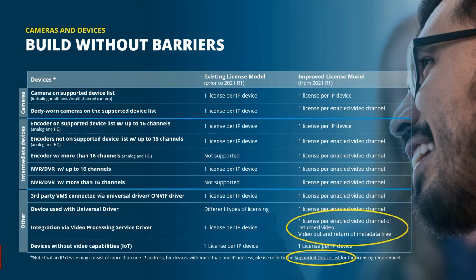Another thing that I would like to point out is for all of you who do AI and video analytics integrations using the video processing service or the AI bridge. Here we are licensing basically free of charge for getting video out of XProtect and also free of charge returning metadata back into the XProtect system. And only if you're returning modified video into XProtect, there is a license to be acquired for that. So that can be practical to know.